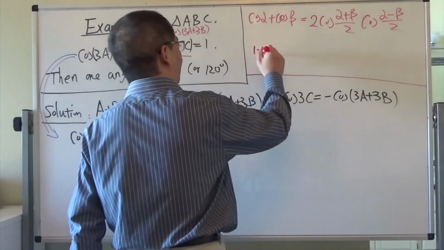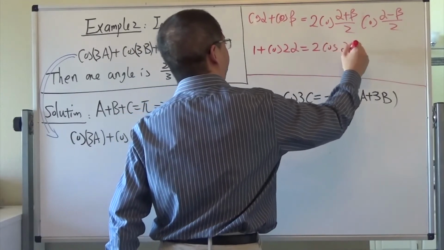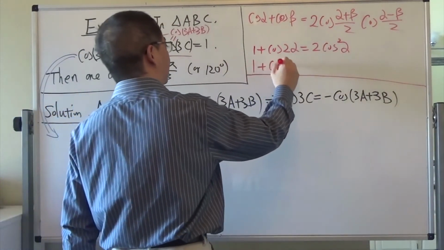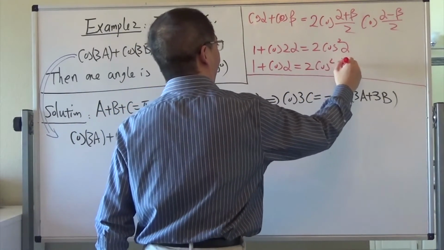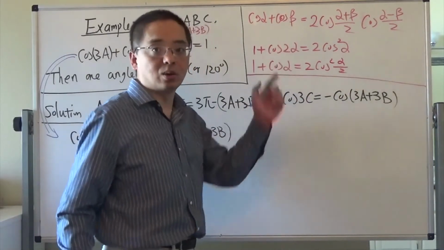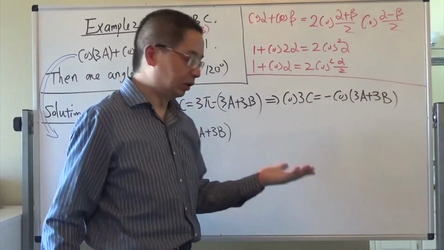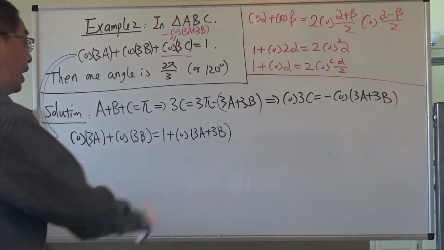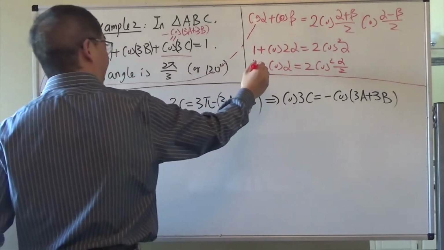So if we recall, 1 plus cosine 2 alpha equals twice cosine squared alpha. Or equivalently, we have 1 plus cosine alpha equals twice cosine squared of alpha divided by 2. These two things are obviously the same; sometimes you call this a double angle, this a half angle. Anyway, so I can apply this formula right here, and I can apply this to here.